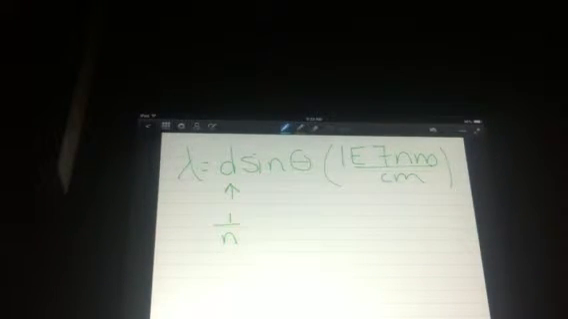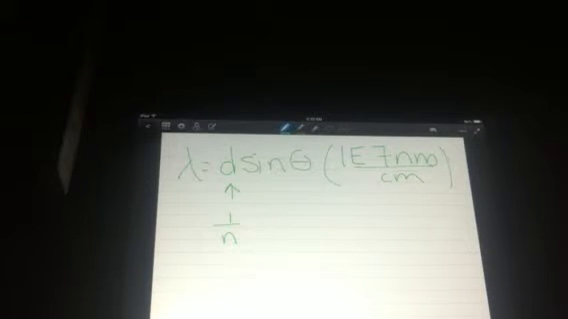So I'm going to enter a new page. To find my lambda, which is wavelength, it is equal to d sine theta. And then I use a conversion because I need it to be in nanometers because wavelength is measured in nanometers. I've done everything in centimeters. D is going to be 1 over n. And on your diffraction grating, you would have seen it said 1 over 1,000 millimeters per line.